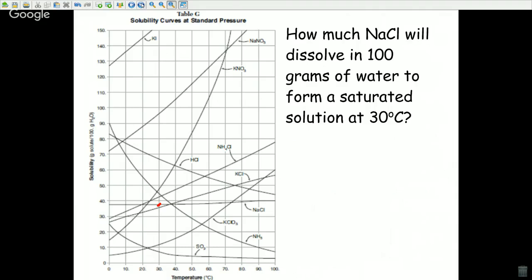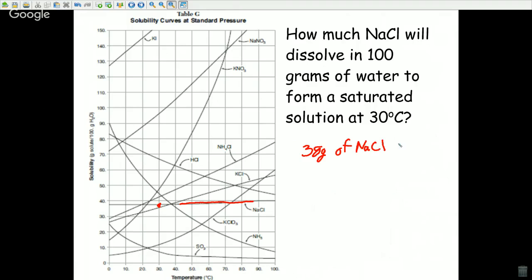So as example, how much sodium chloride will dissolve in 100 grams of water to form a saturated solution at 30 degrees Celsius? So you start by going to 30, and then you go up till you hit the line for sodium chloride, which is this one right here. And one of the things to notice about sodium chloride is it becomes more soluble as temperature goes up, but not as much as the other substances. So anyway, at 30 degrees, you can dissolve about 38 grams.